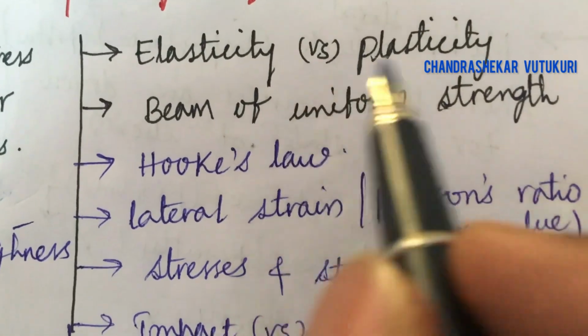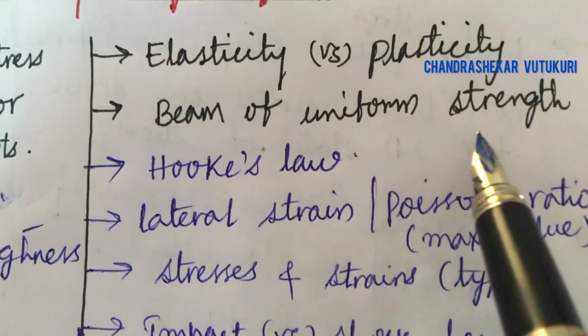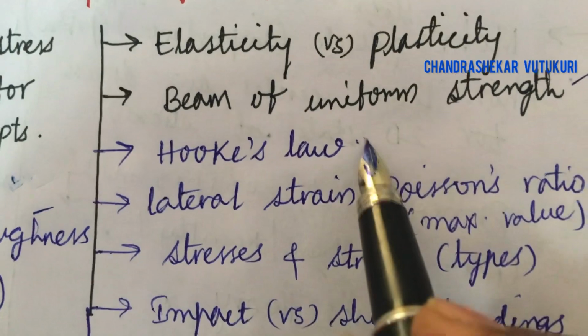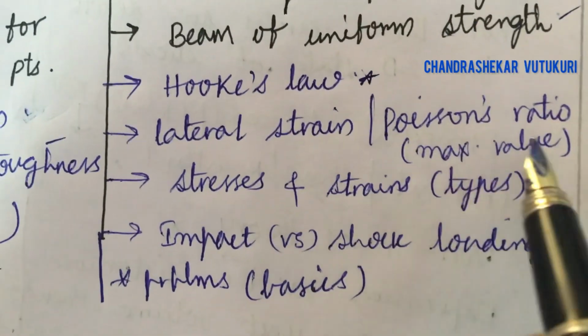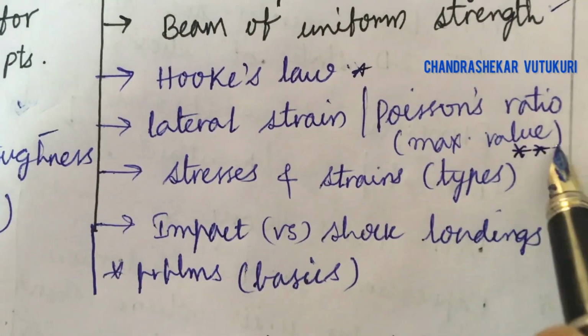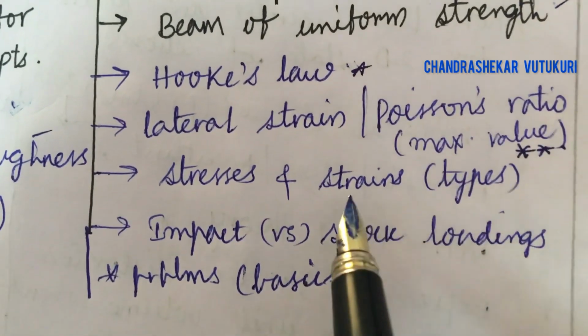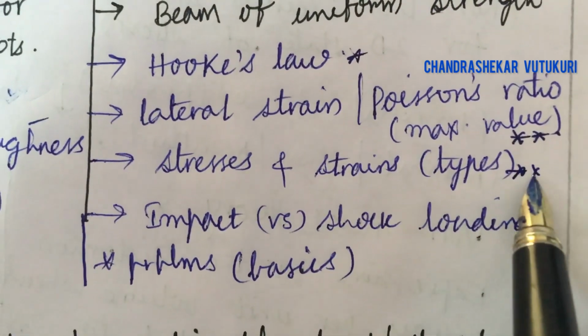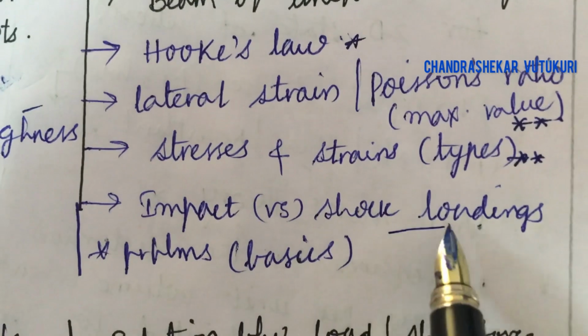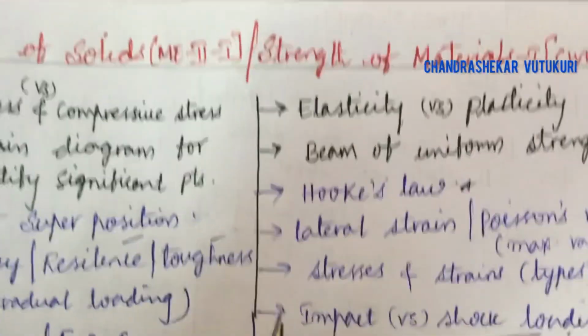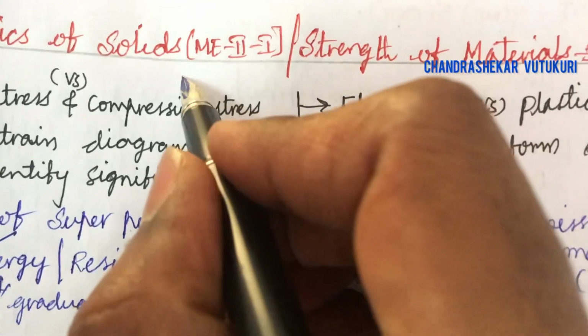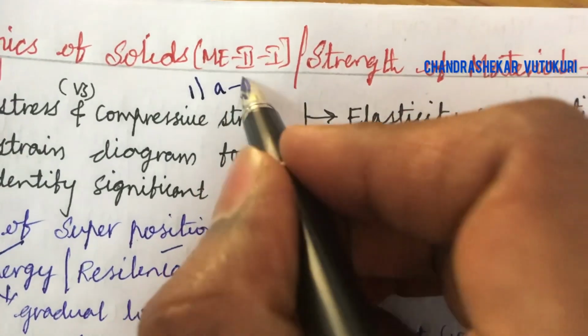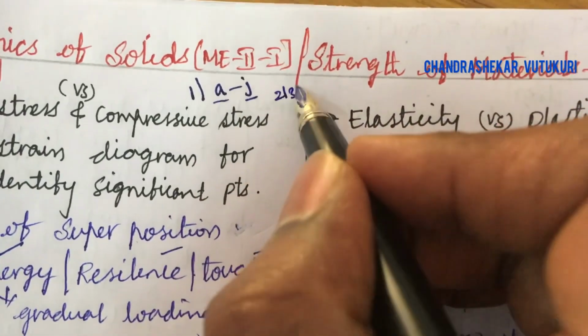Difference between elasticity versus plasticity, beam of uniform strength, explain. Explain Hooke's law, and the lateral strain and Poisson's ratio, and the maximum value. What is the maximum value of Poisson's ratio? Stress and strain and their types is said to be the topmost question. Impact loading versus shock loading, and certain basic problems may also be asked in part A of the question. 1A to J are nothing but the short questions of 2 and 3 marks combination.